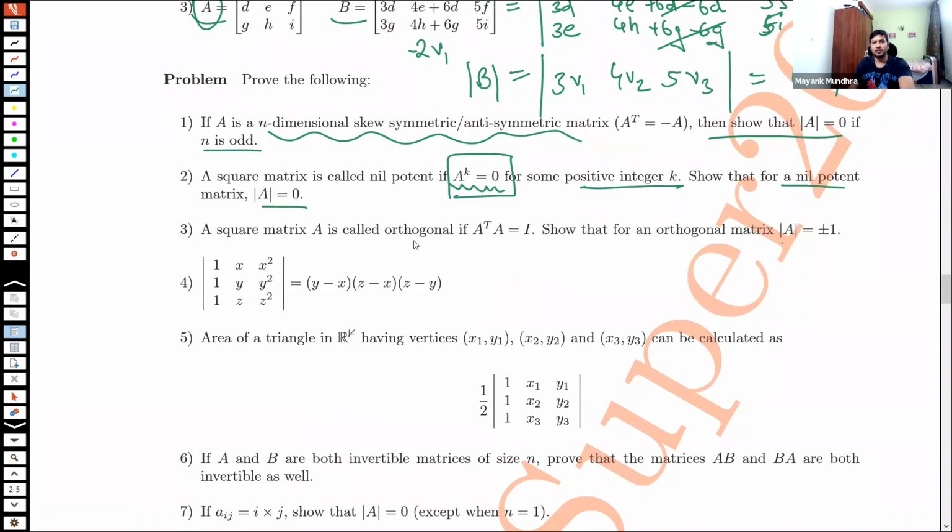Okay. A square matrix is called orthogonal if A transpose A is equal to I. Then show that for an orthogonal matrix, determinant A must be equal to plus or minus 1. So you get the idea now what we have to do. We always take determinants on both sides. So what happens when you take determinants on both sides of this equation?